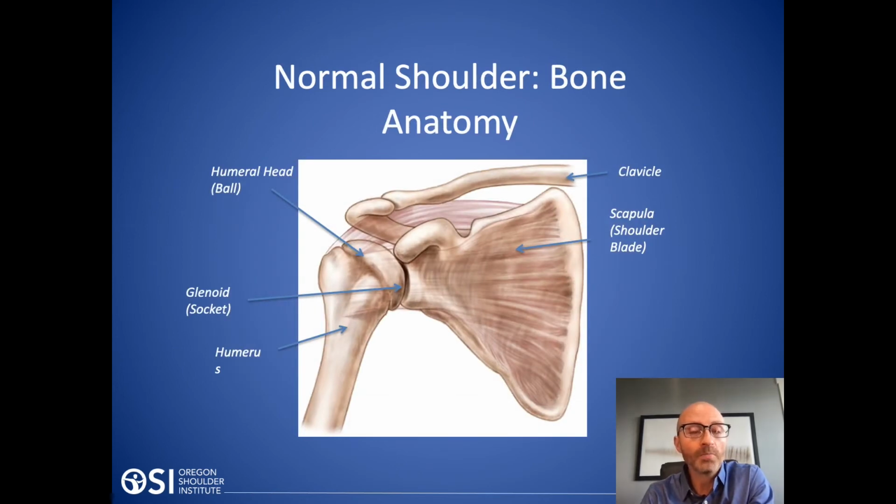Underneath that, we have the normal bony architecture of the shoulder. On the ball side, we have the humeral head, and then on the socket side, we have the glenoid. The glenoid, or the socket side, comes off the shoulder blade.